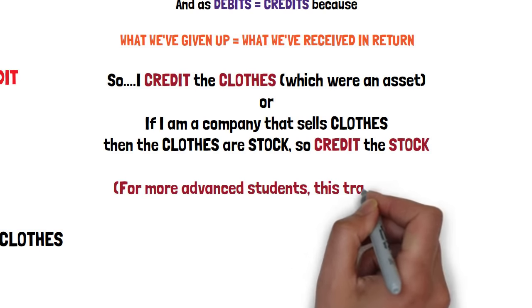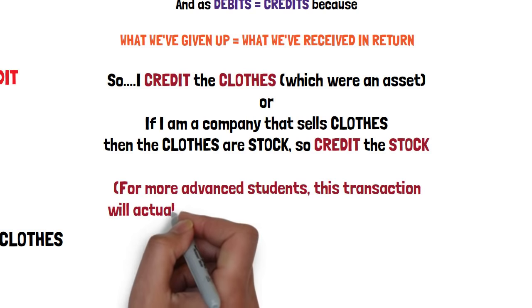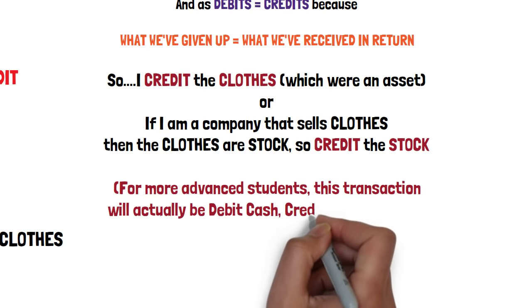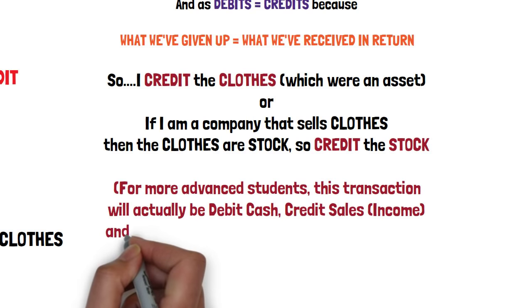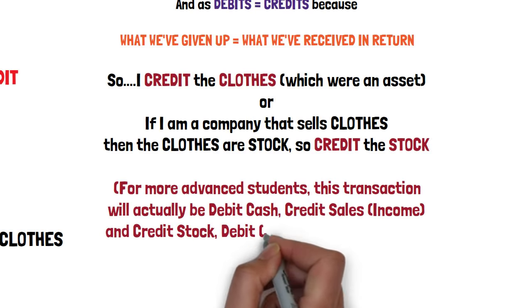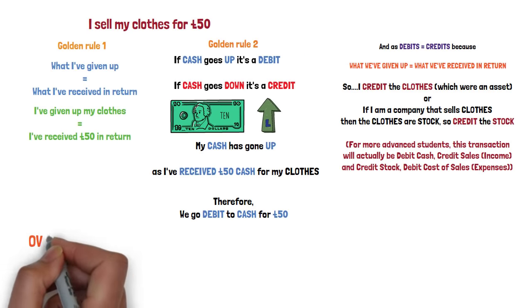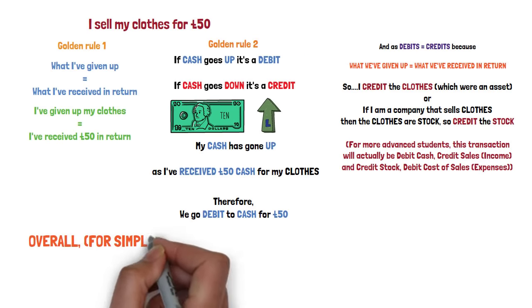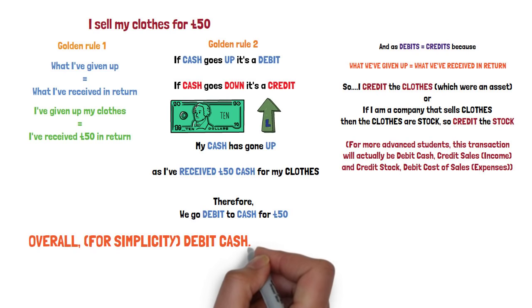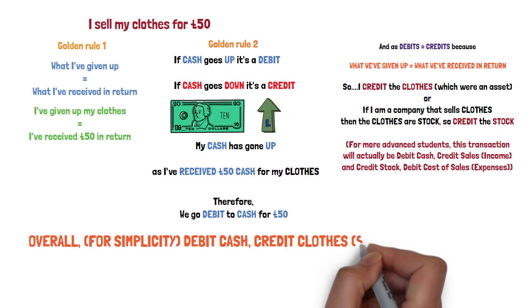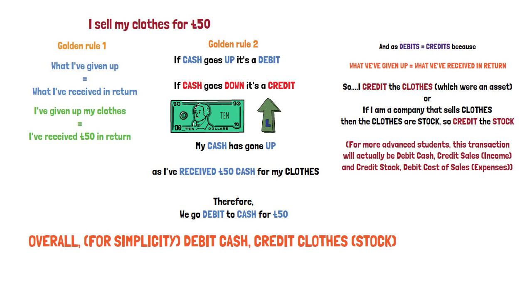So for more advanced students, if you're a company selling clothes, then you would actually go debit your cash for £50, credit your sales or income for £50, then credit your stock for £50 and debit your cost of sales or expenses for £50. But for simplicity's sake, we'll cover that off at a different point. For simplicity in understanding double entry accounting, we're debiting our cash £50 and crediting clothes for £50.